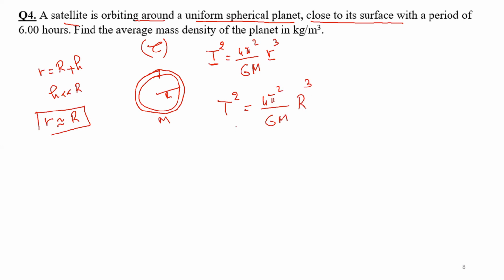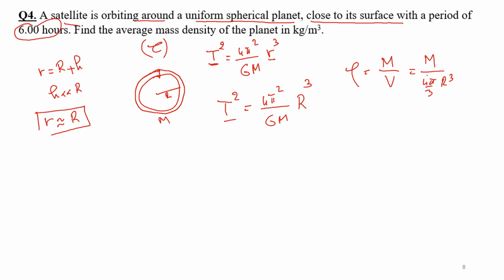Of course, I gave you T as 6 hours, you put it in seconds. Now, the question is, I want the density. Easy. The density, rho, is the mass of the planet divided by the volume of the planet. It's equal to the mass of the planet divided by 4 pi over 3 r cubed. The planet is spherical and uniform.